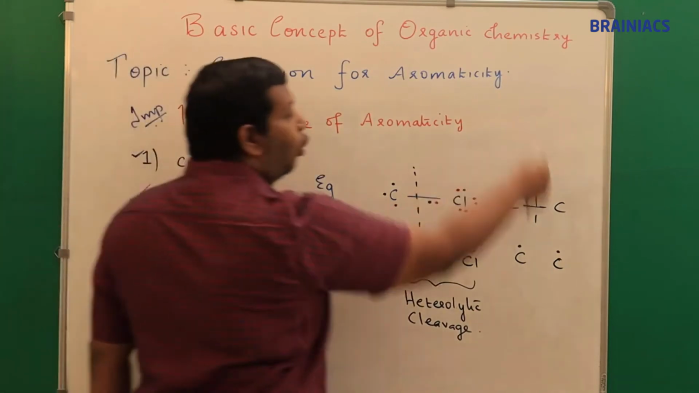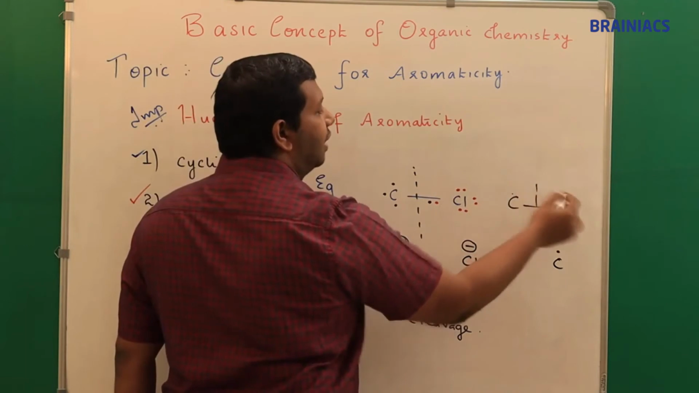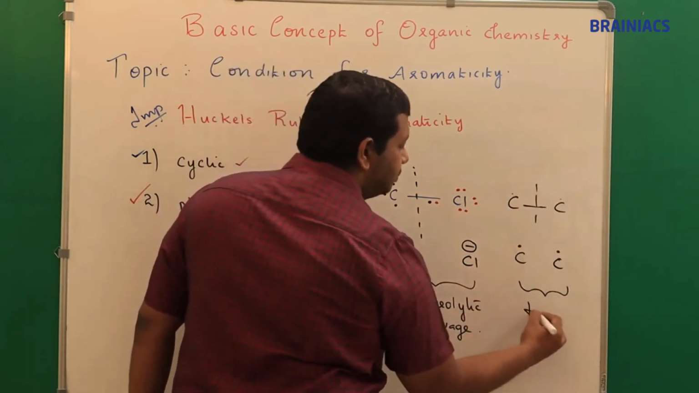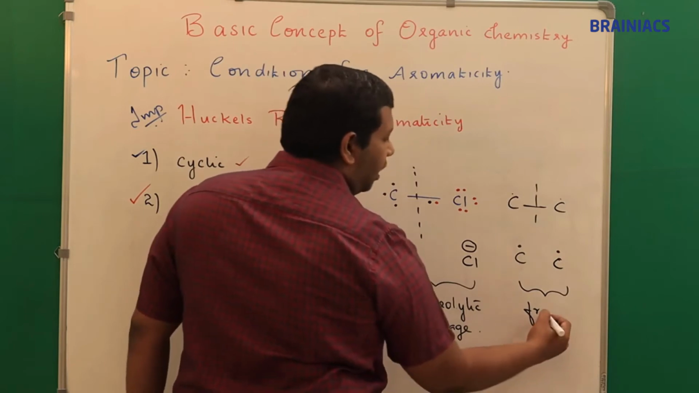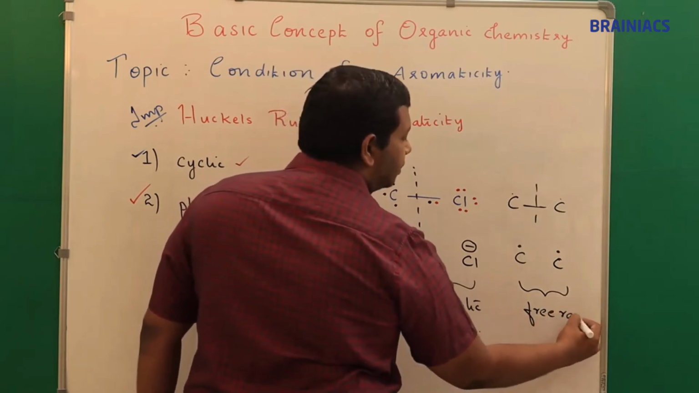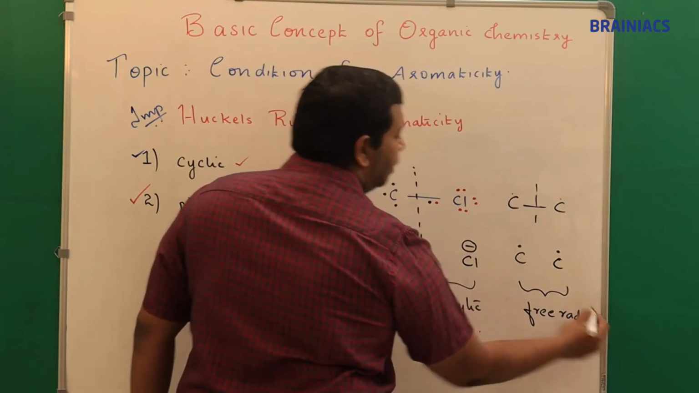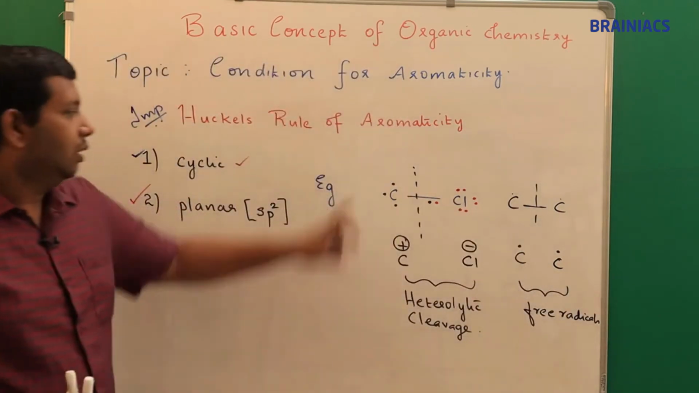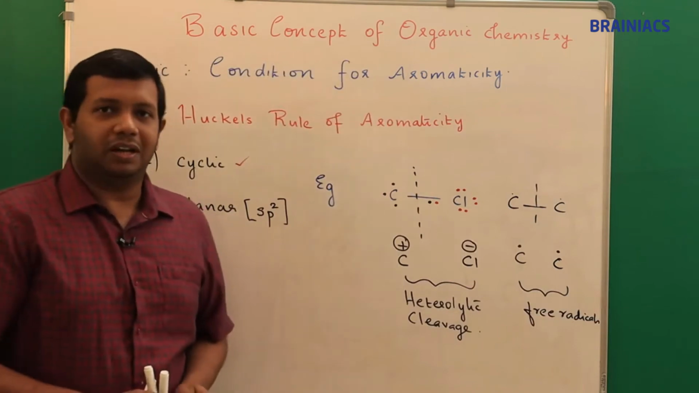Now this is called homolytic. Homolytic means both are the same. So homolytic cleavage will give rise to what? I can say free radicals. Free radicals are species with free electrons. Okay. So I hope you understood the bond cleavage concept.